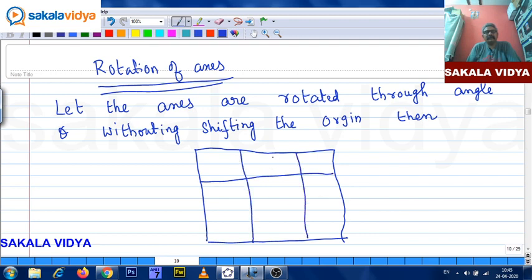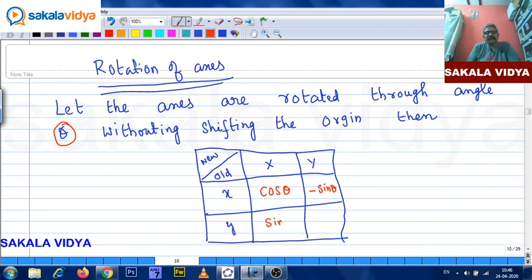So this is the new coordinates, capital X, capital Y. This you take small x, small y, these will be the old coordinates. Now you can remember like this. This is cos theta, theta is the angle of rotation. Cos theta differentiation with respect to theta, minus sin theta. Here sin theta, differentiation is cos theta.